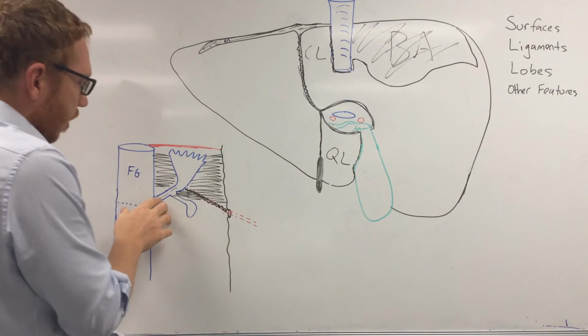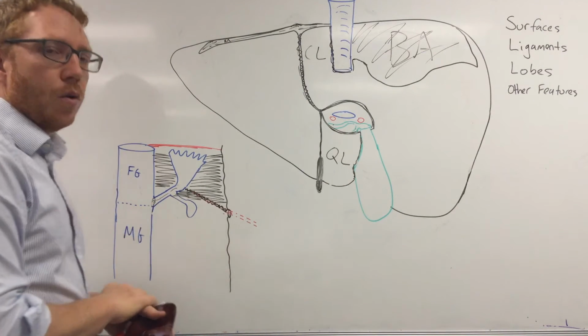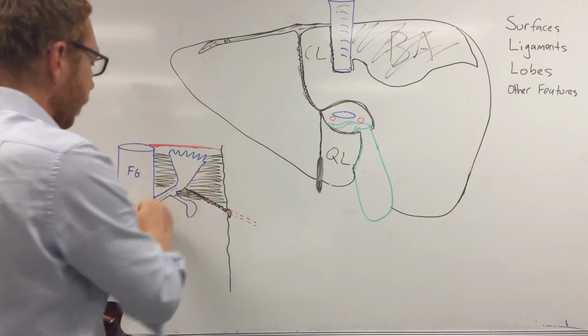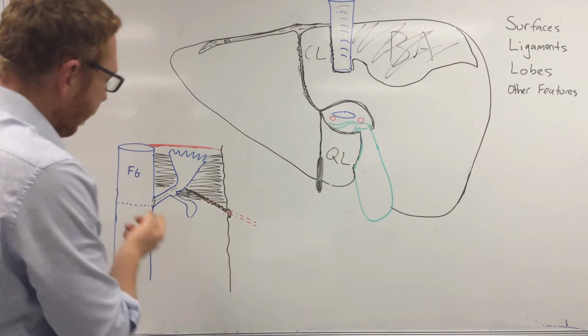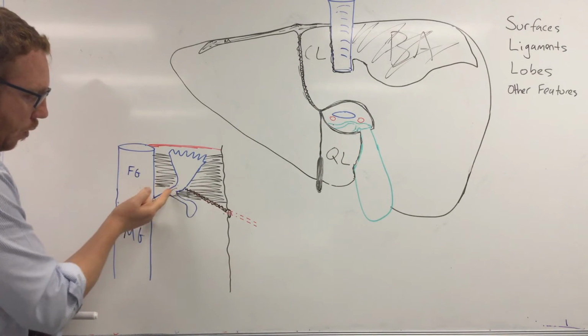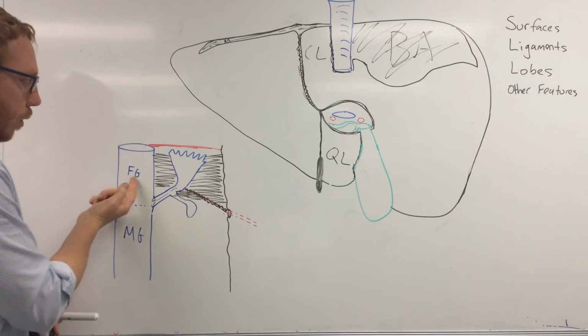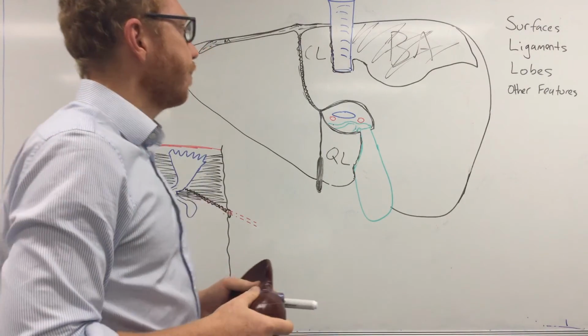This area where it drains into the duodenum is called the major papillary duct. And that's where all the bile is going to be dropped off. So you can assume that the point of entry where the common bile duct drops off is going to be the demarcation point between the foregut and the midgut, which is very important to know anatomically.